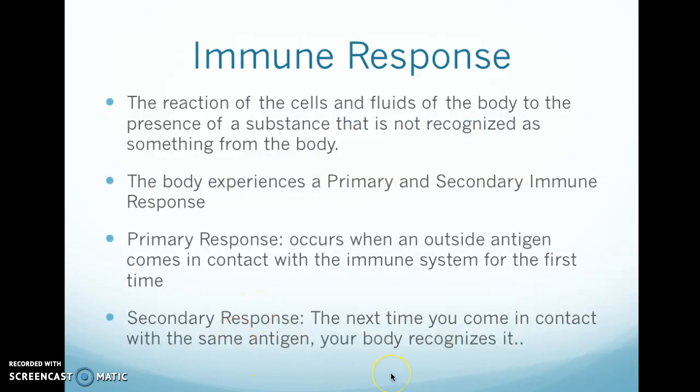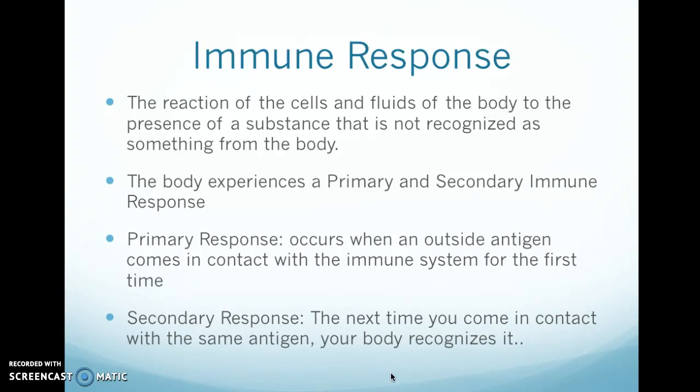The immune system of the human body is a network of different cells, tissues, and organs that work together in order to defend the body against attacks by foreign invaders. So that means anything that is not from the body or recognized by the body. And so when the immune system becomes invaded, it has an immune response. This is the reaction of the cells and fluids of the body to the presence of the unknown substance that is not recognized as something from the body.